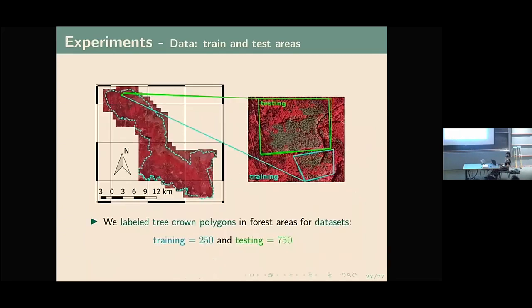Well, now we can get to results. So moving on to the experiment section, let's start by taking a look at the training and evaluation areas. So the dashed line along here is representing the boundaries of the Bavarian Forest National Park. And for our experiment, we manually labeled 250 training and 750 test polygons within adjacent areas of the forest, specifically these regions shown here.